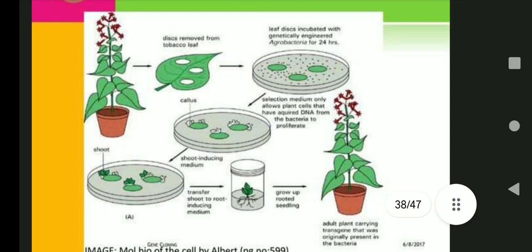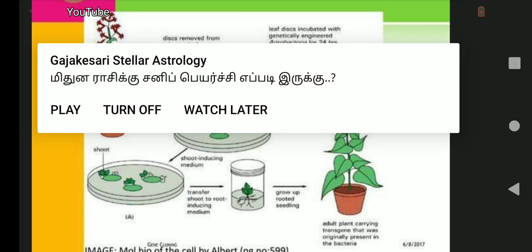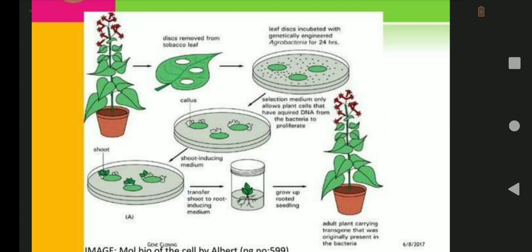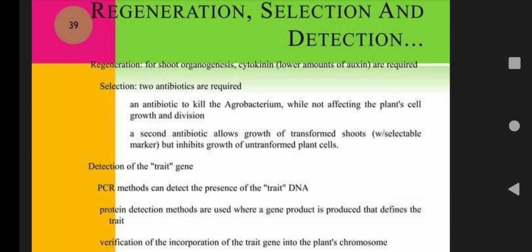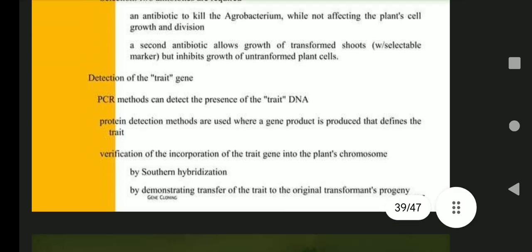Here we can see an example. A disc of the plant is taken, which is cut out from the leaf, then further it is added to Agrobacterium. Further, these cells are grown as callus and later converted to the plant. The regeneration of the plant is then made possible and it is easy to detect.